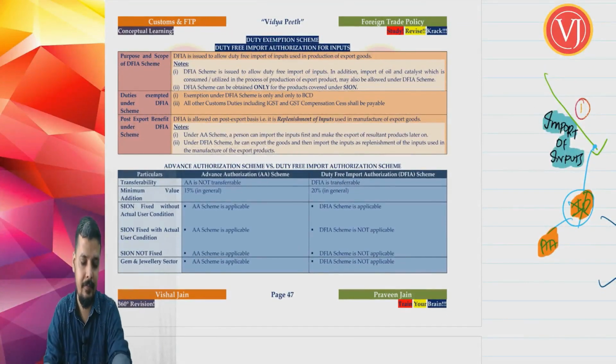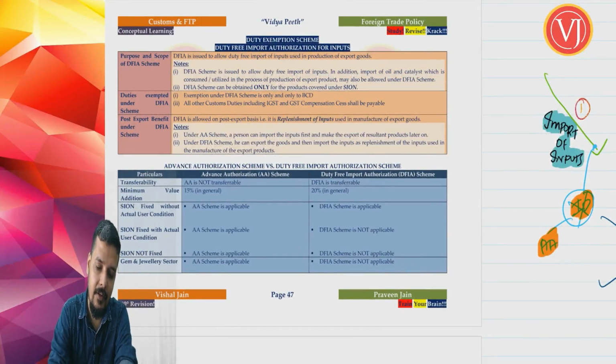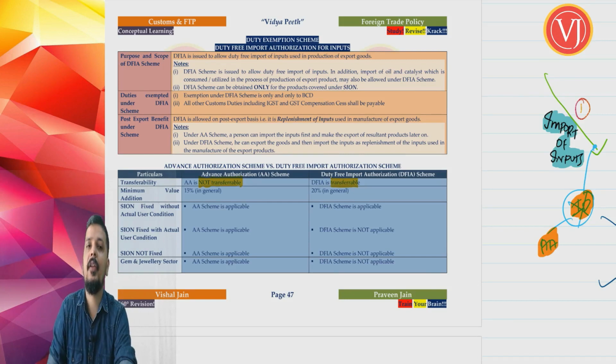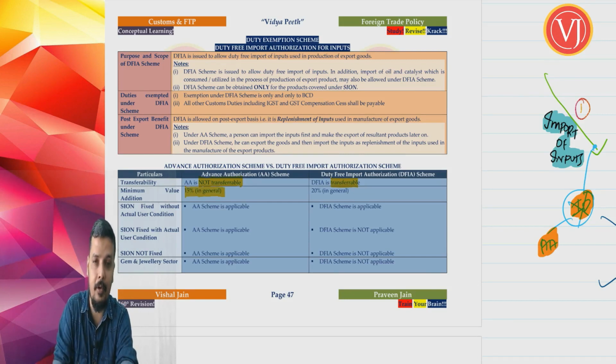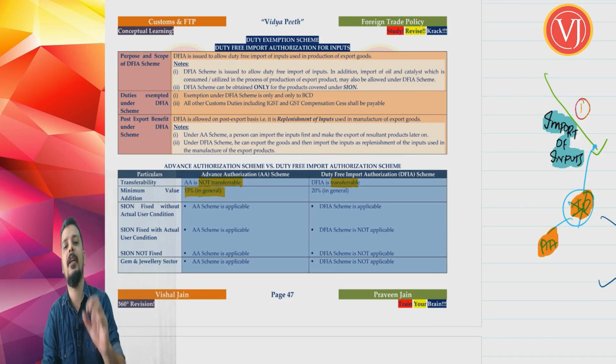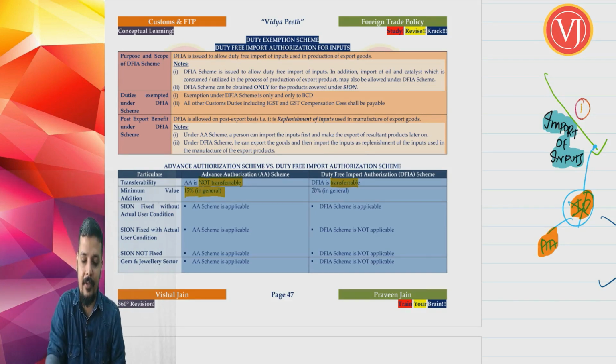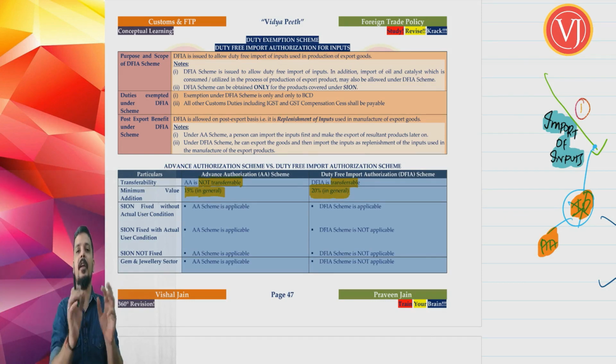A repeatedly asked question. Your advance authorization, friends, is not transferable. Actual user condition, duty free import authorization is transferable. The validation that is required in advance authorization generally is 15% for your exam questions. 50% is for T. Normally it is 15%. Whereas duty free import authorization, they expect validation of 20%. It's not 15%, it's 20%. After removing that 20%, only for that value you will get duty free import authorization.